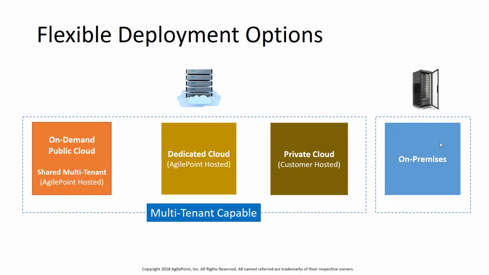Now, working with many different types of customers with varying risk and compliance profiles, there's a deployment model for AgilePoint that fits your needs. Regardless of what you choose initially, there is a single code base across each of these deployment types. What that's meant for our customers is that they can easily switch between deployments, maybe starting off on premises. All of a sudden, you have an organizational directive to move to the cloud. All of your applications will move seamlessly without any refactoring or any rebuilding.